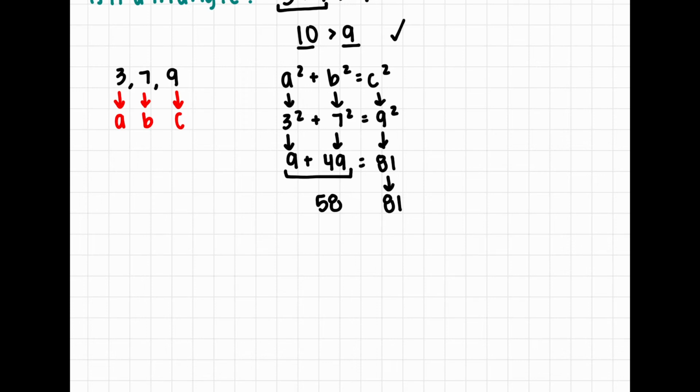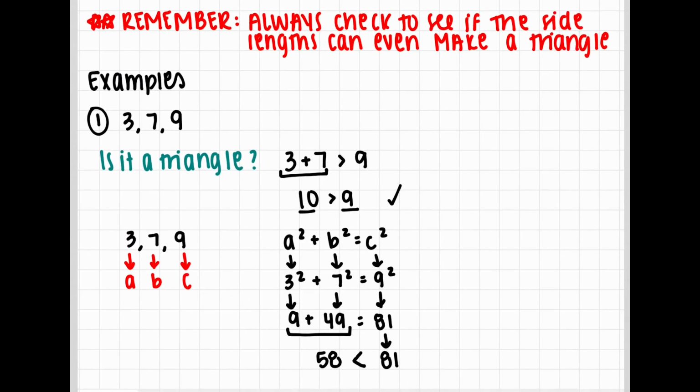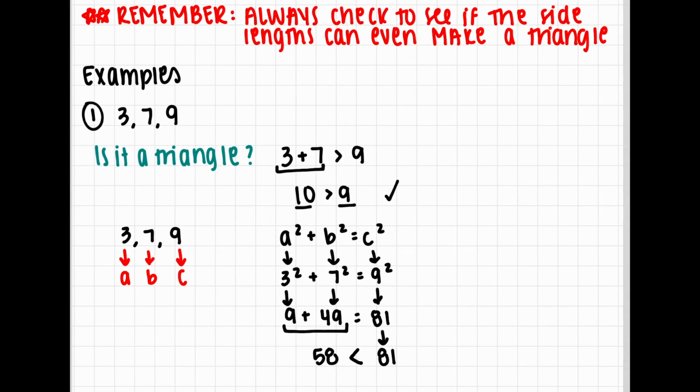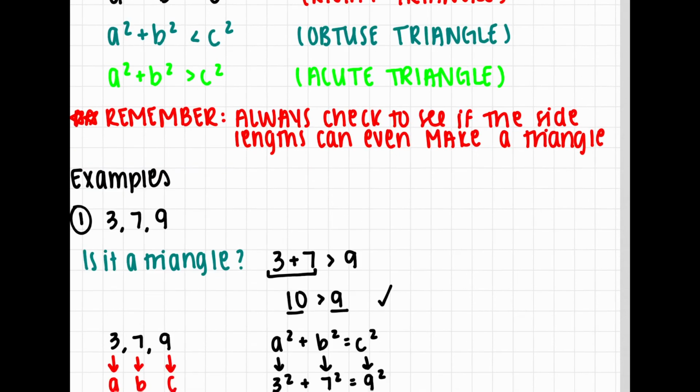I know that 81 is bigger than 58, so I'm going to put a less than symbol. Remember, the open side should go towards the bigger number. When I look back up at my converse of Pythagorean, I have the left is less than 81. So looking up here, the only one that looks like that is this middle one, where the left side is less than the right side. That tells me I have an obtuse triangle.